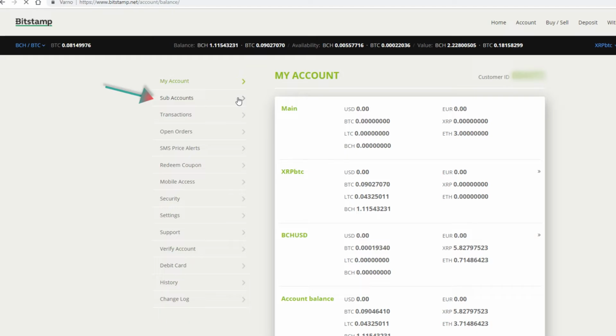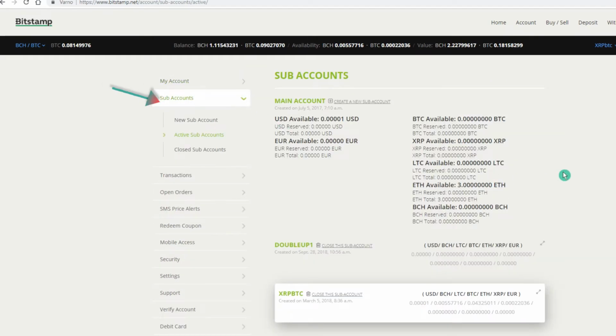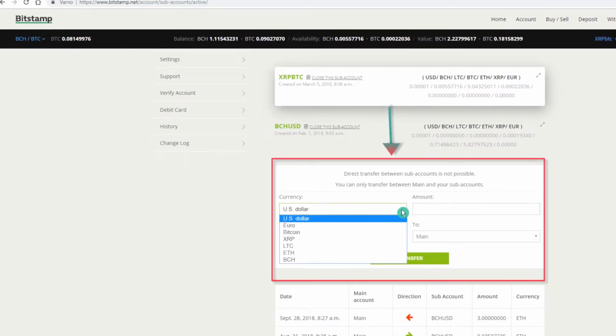What do you need to start doubling up with DoubleUp? You only need an active Bitstamp account with at least €500 equivalent on a selected sub-account.